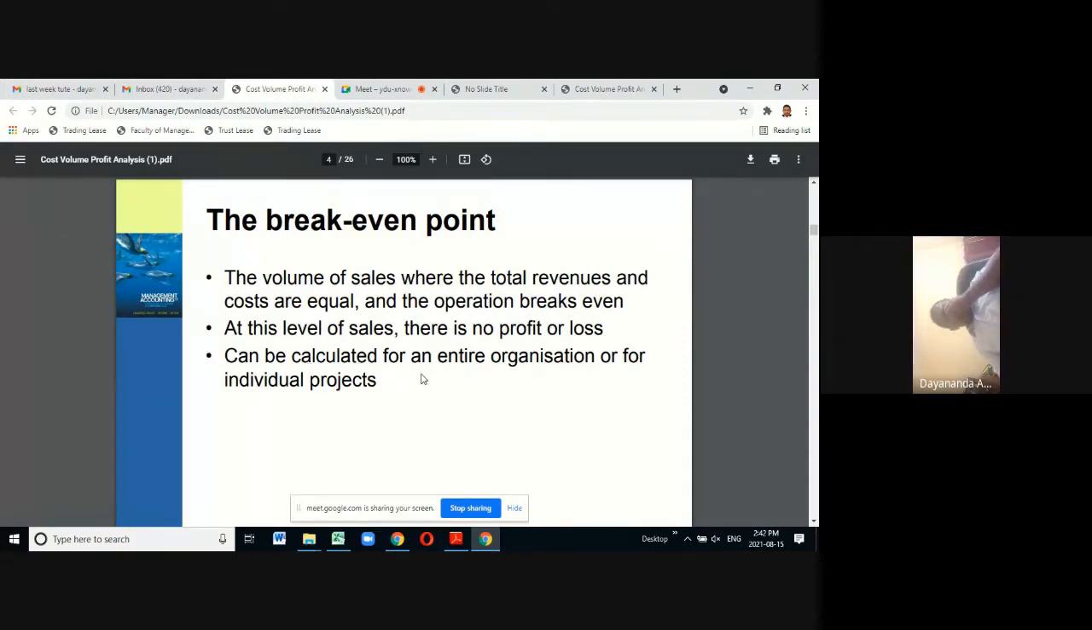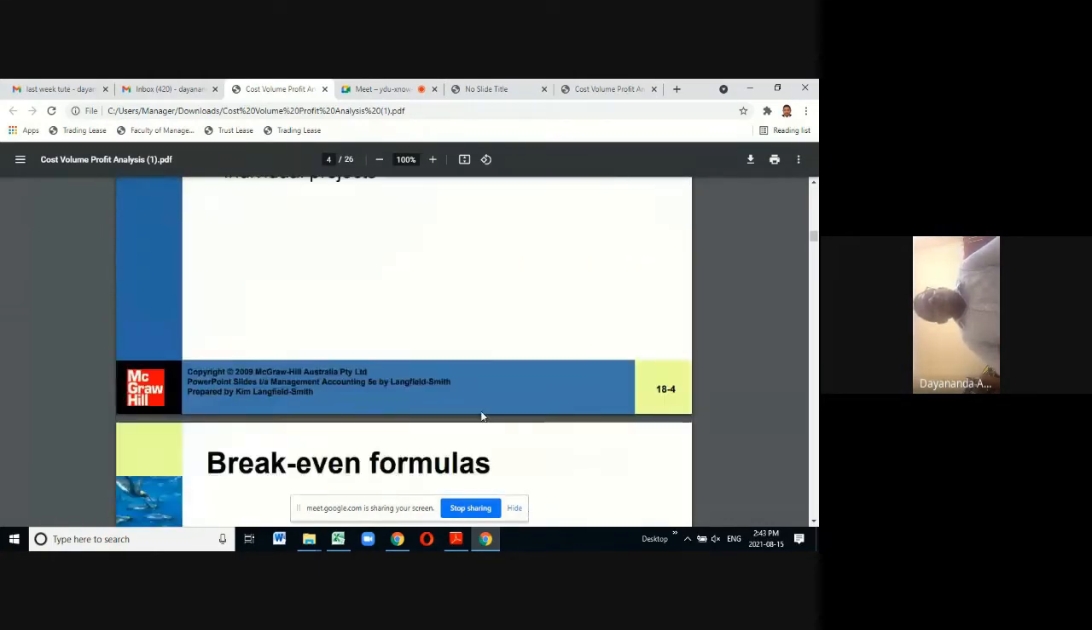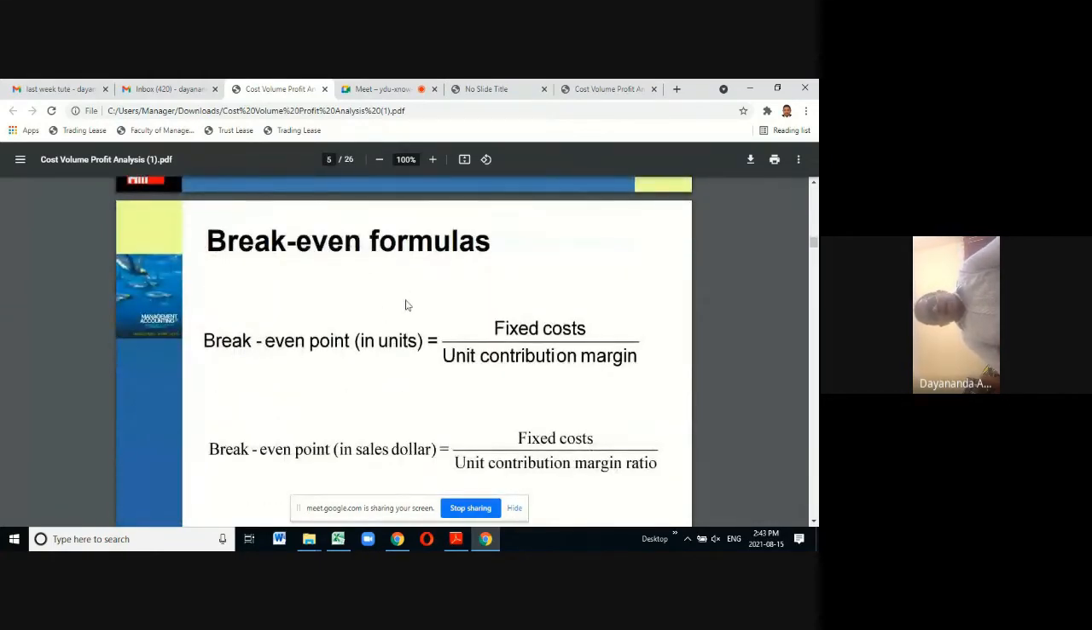At this level of sales there is no profit or loss. It can be calculated for the entire organization or for individual projects. Of course, if data is available, you can calculate the break-even even for one product or for the total organization. It doesn't matter. Okay. Break-even formula. We have a formula. Break-even point is fixed cost divided by unit contribution margin.